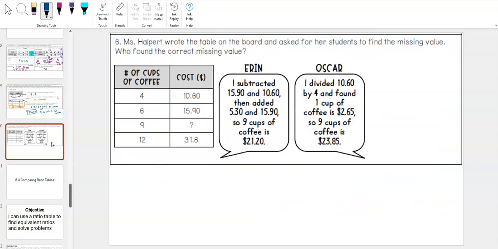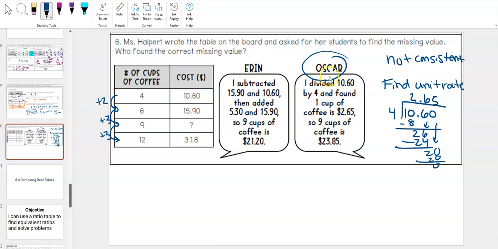All right. Our last problem here has Miss Halpert. She wrote the table on the board and asked her students to find the missing values. And we want to know who is correct, Aaron or Oscar. So pause the video. Figure out who's right, and then join me for the answer.